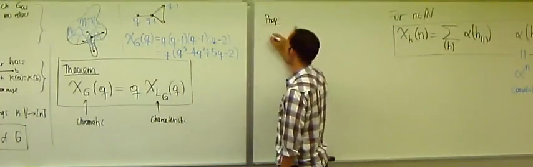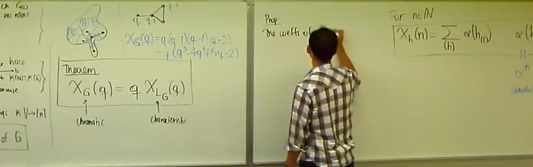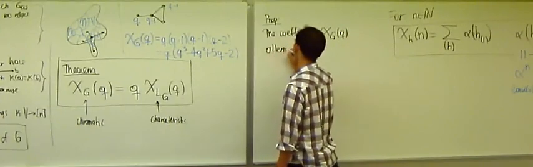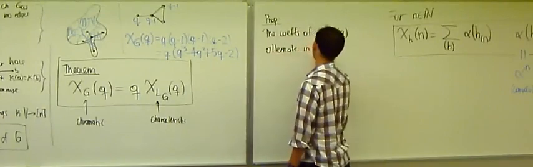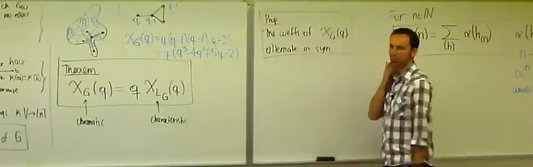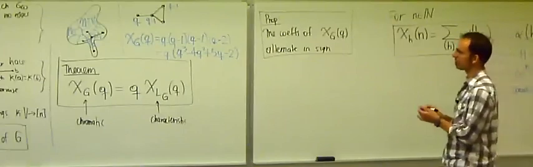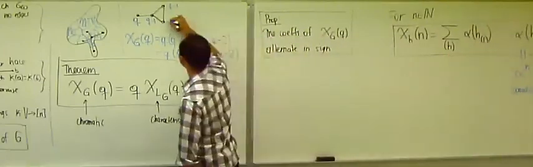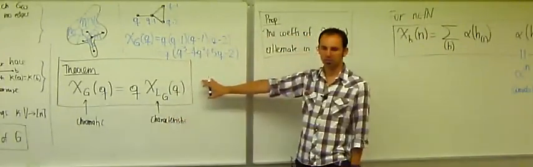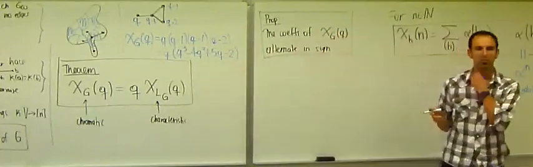Proposition. The coefficients of this polynomial alternate in sign. That's an old result. I forget who proved it. And it comes from the fact that you can give a recursion for how to compute these polynomials. And when you write the correct recursion, then this becomes pretty trivial by induction.